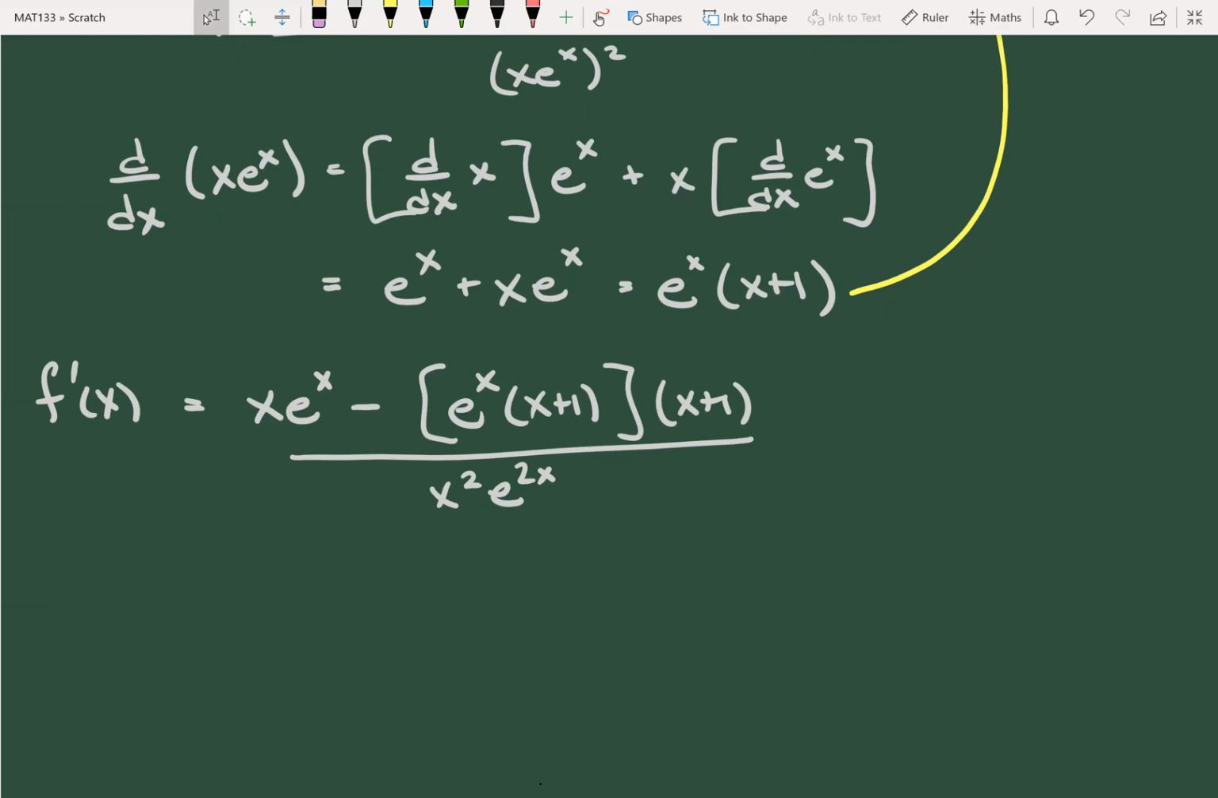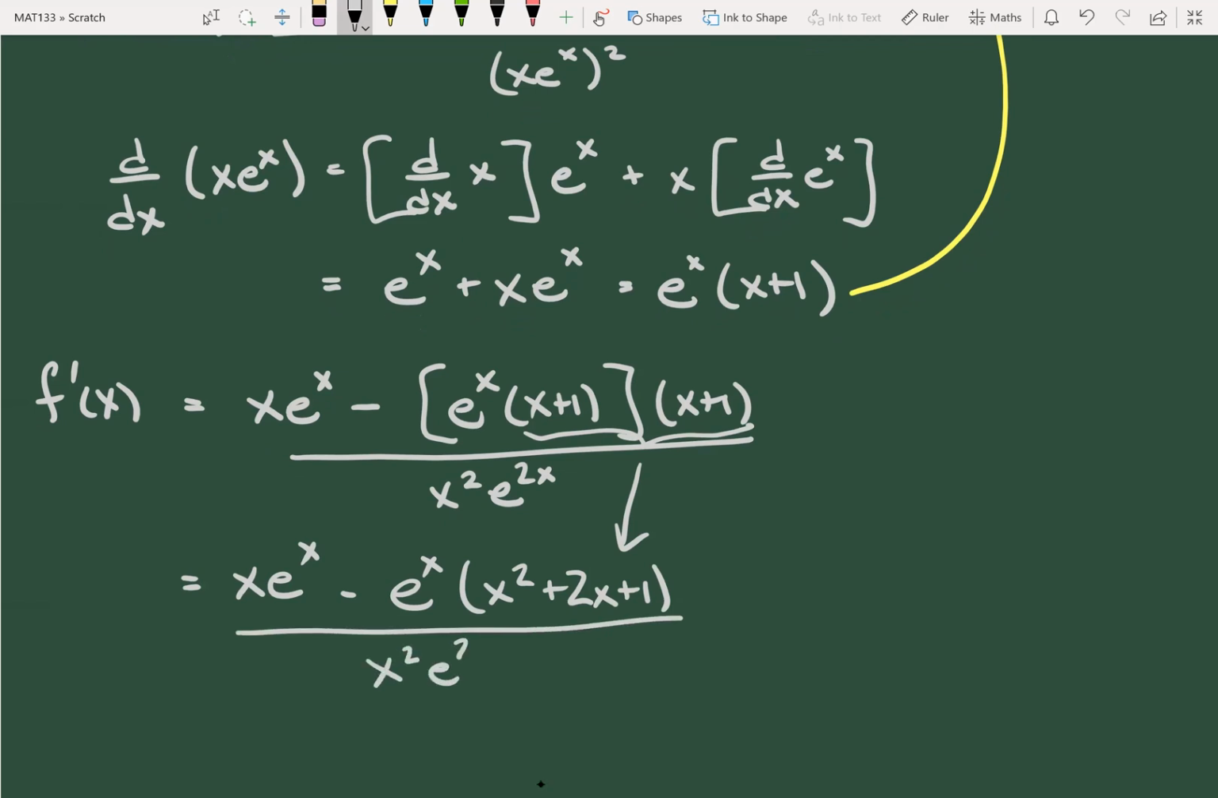Now I've got some algebra to do here. Yes, the derivative of e to the x is e to the x. So we're going to expand this out. So we're going to get e to the x squared plus 2x plus 1. Okay, so that's me expanding out this x plus 1 times x plus 1.